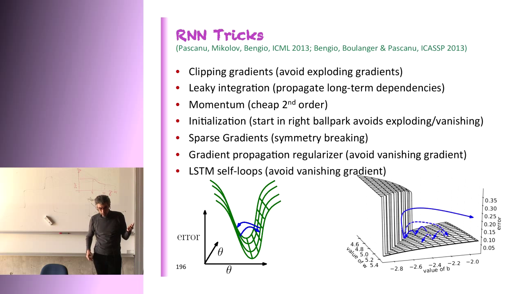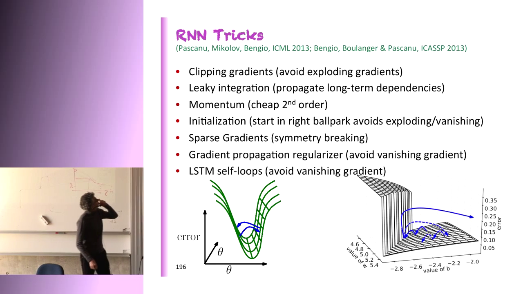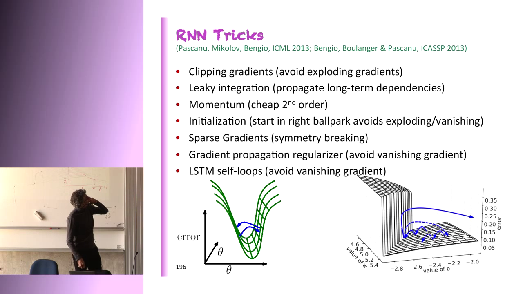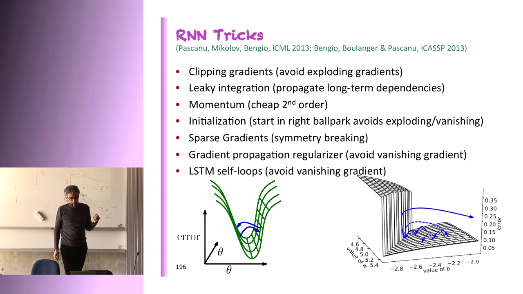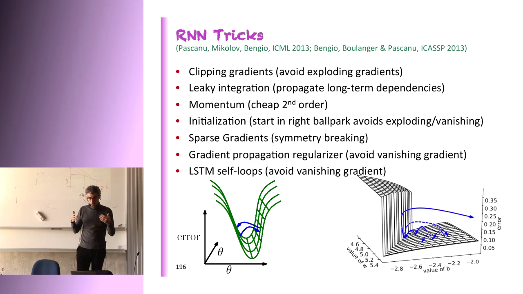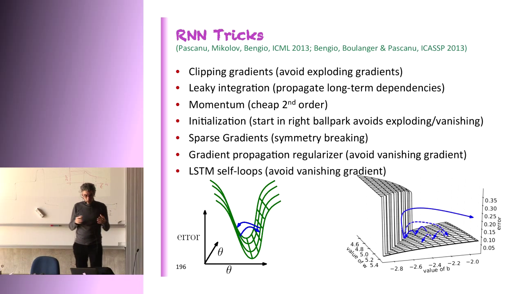But there are other tricks that are mentioned in this ICML paper, such as use of momentum I described earlier. It seems to be very, very useful for recurrent nets, such as appropriate initializations that avoid being close to a situation of exploding or vanishing. The use of architectures that give rise to sparse gradients that break a symmetry between what different neurons want to do.